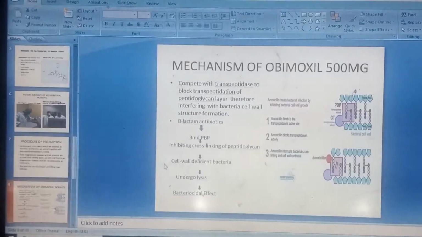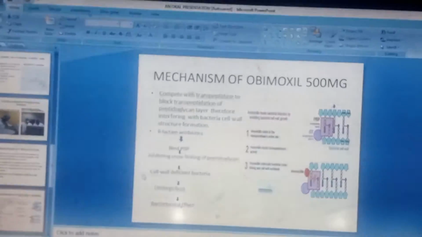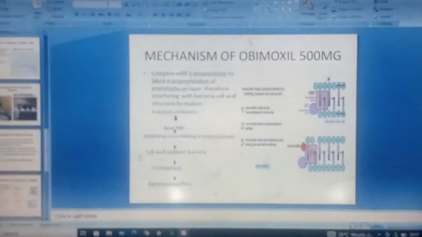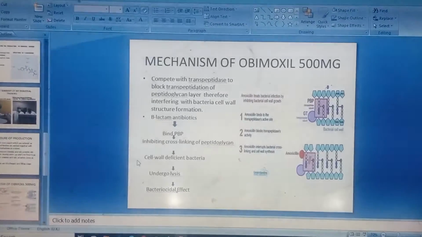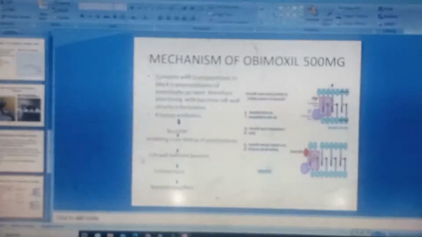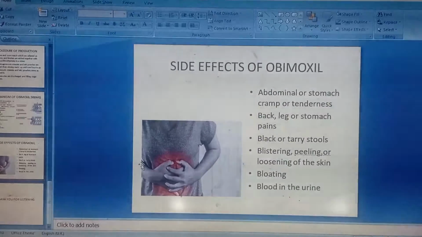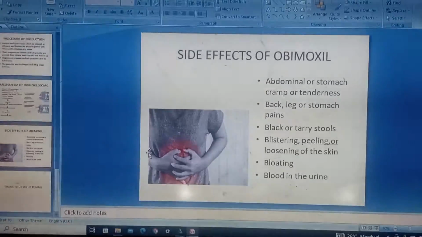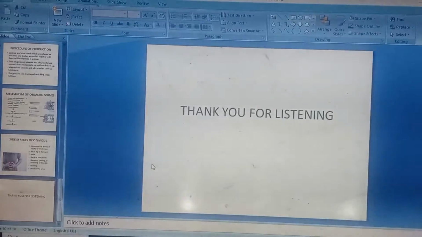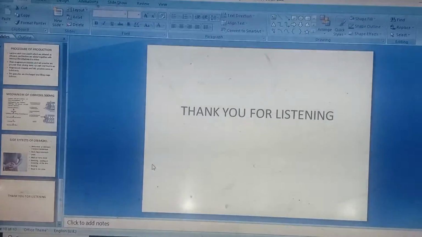After the procedure, you move on to the mechanism, because in biochemistry, we're looking at the mechanism. We're talking about the pharmacokinetics, pharmacodynamics of drugs, are you getting it? So I focus more on the mechanism of this Amoxil 500 milligram. That's it. And then I move to the next one, side effects, which is also important because you can't just talk about a drug without side effects. And then I thank you for listening. So this is my IT defense slide.